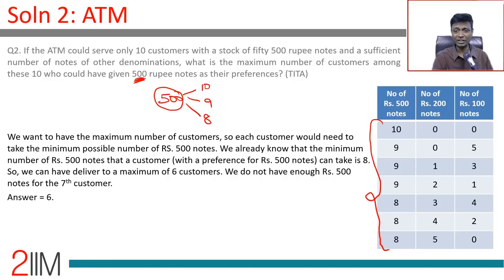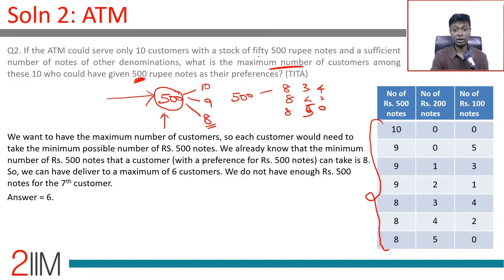I want to have the maximum number of customers who could have been served who had put this as the preferred denomination. That means the moment I have a preferred denomination, I should be serving the least number with that preferred denomination. So anytime someone puts 500 rupee note as the preferred denomination, I'll give them the combination with 8 500 rupee notes, either 8, 3 and 4, or 8, 4 and 2, or 8, 5 and 0. Something, but with just 8 500 rupee notes. That means anyone who has put 500 rupee note as a preferred denomination gets exactly 8 500 rupee notes.